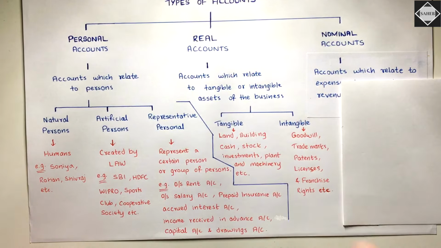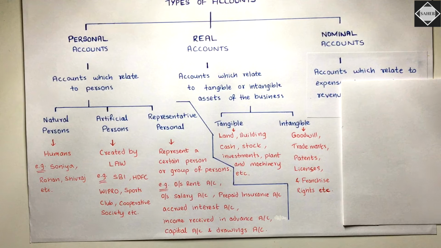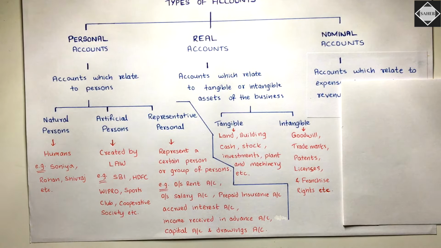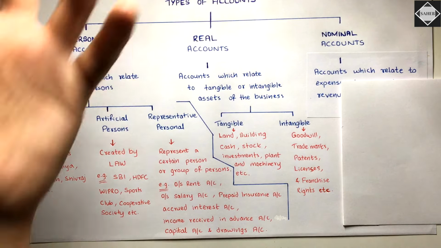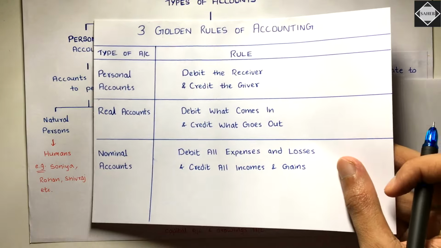Now what is the rule of real accounts? It's really simple. Debit what comes in, credit what goes out. Suppose you have purchased land, you have got the land, so you have to debit that. Suppose you have sold your inventory, so you will have to credit your inventory. It has gone out. Let's just say you have purchased furniture, you have to debit the furniture because it's coming in. Is that clear? Debit what comes in, credit what goes out. Real accounts rule. Fine. Debit what comes in, credit what goes out.